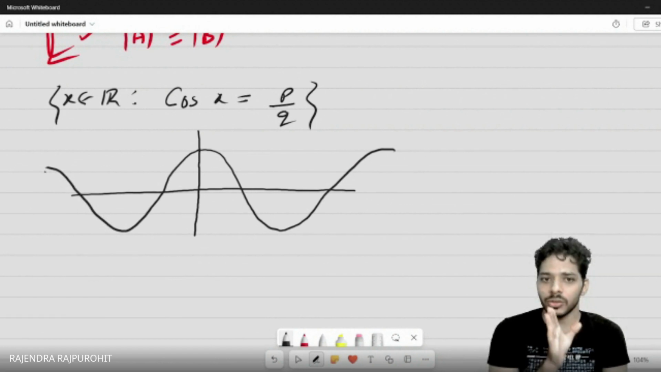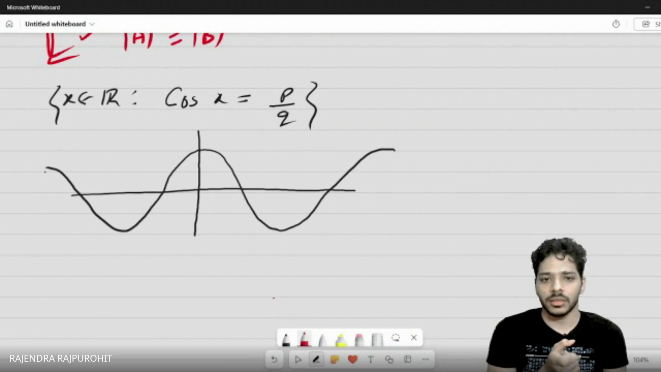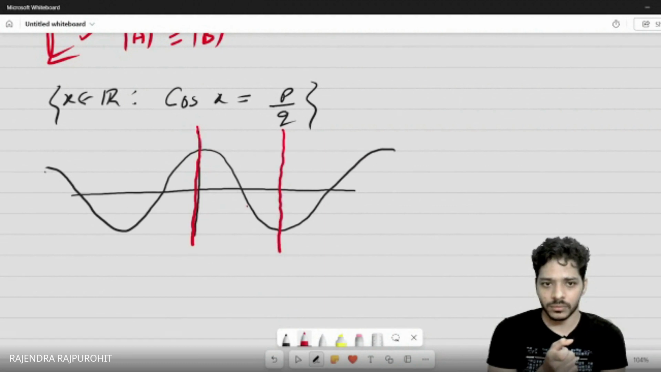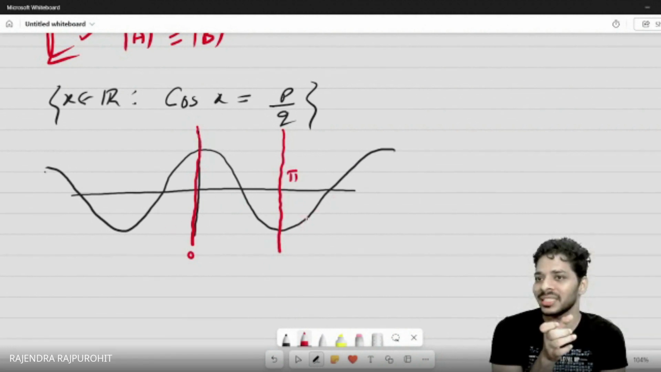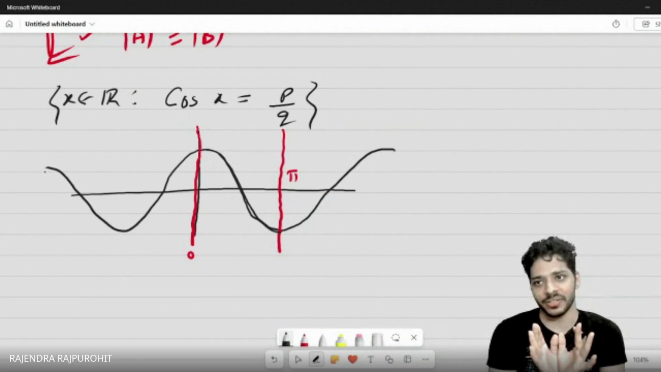So we will restrict it to one particular domain. Let us fix from here only. I'll take this block, 0 to pi: at 0 it is 1, at pi it is minus 1. Beyond this it is repeating values, right? Whatever value here, it gives the same value again, so it is not 1-1 anymore. So I can restrict the function to this domain. In this one, cos x is a 1-1 function.